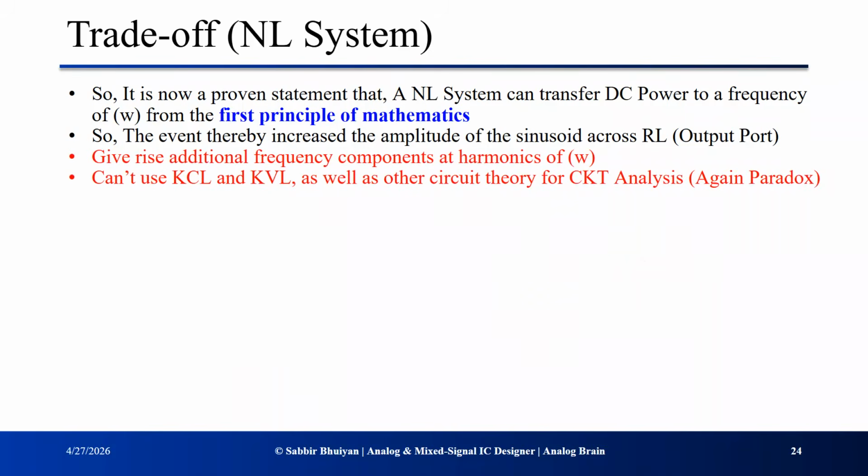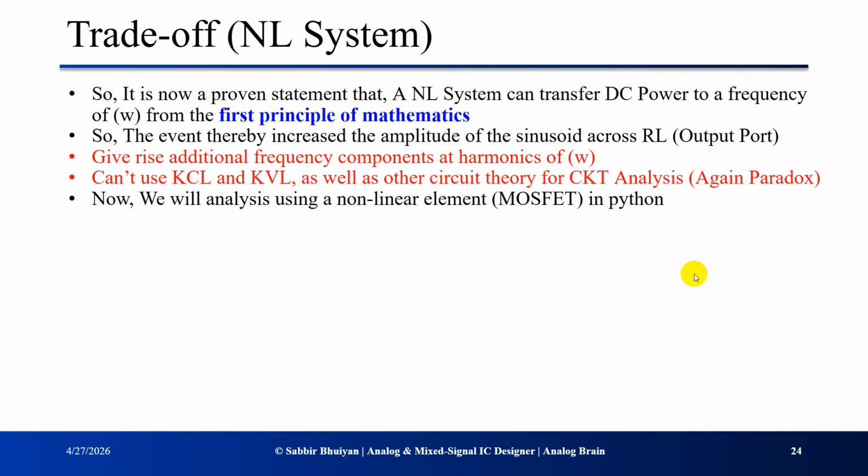But here's the second trade-off, and this one is more fundamental than the harmonics. Because the system is nonlinear, we can no longer use KCL, KVL, Thevenin, Norton, or any standard circuit analysis theorem. Those tools require linearity. We just proved our system must be nonlinear. That's another paradox, and this is exactly where lecture 2 will begin.